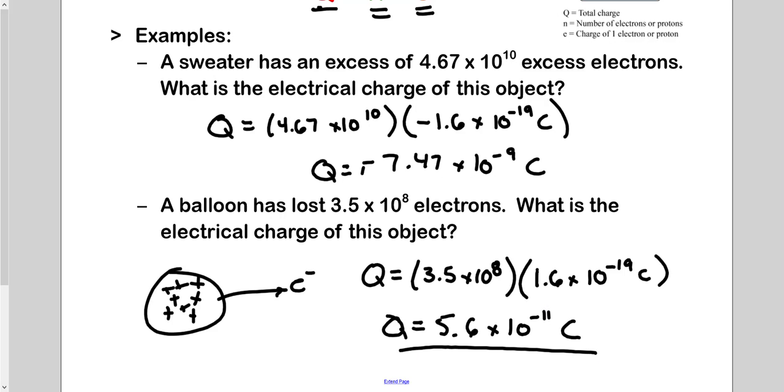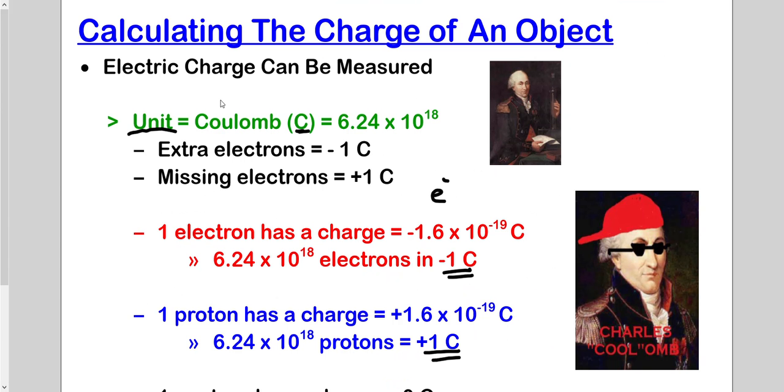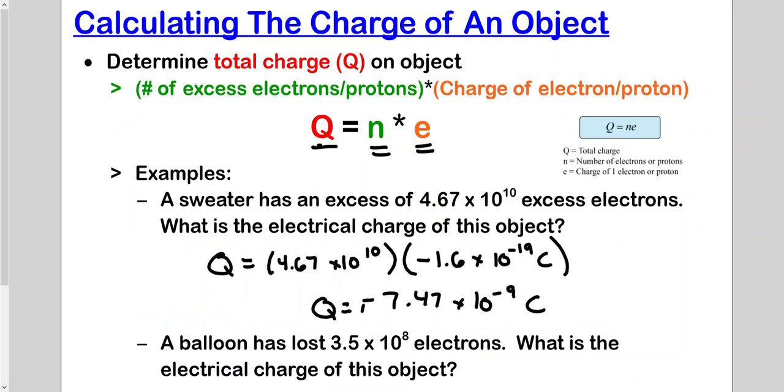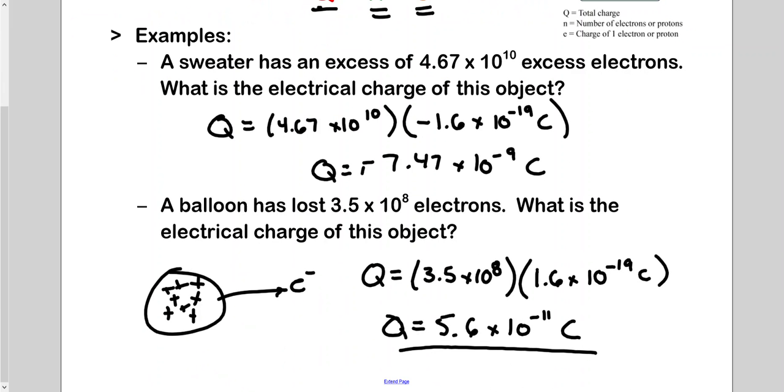Maybe just to give you some idea, a coulomb of charge is actually rather a lot. We'll talk about amperage and electricity coming up, but a coulomb of charge is actually a lot. And so it would be enough to hurt you. And so while this is still 5.6 times 10 to the negative 11th coulombs, this would result in an object, a balloon, that has some electrical charge to it that would be detectable.